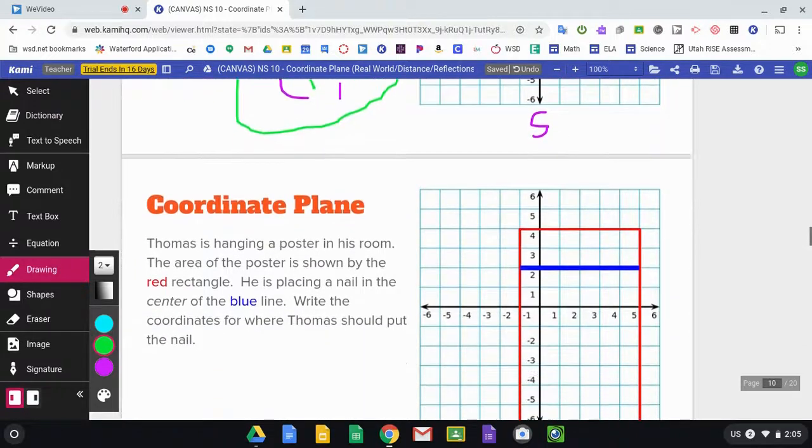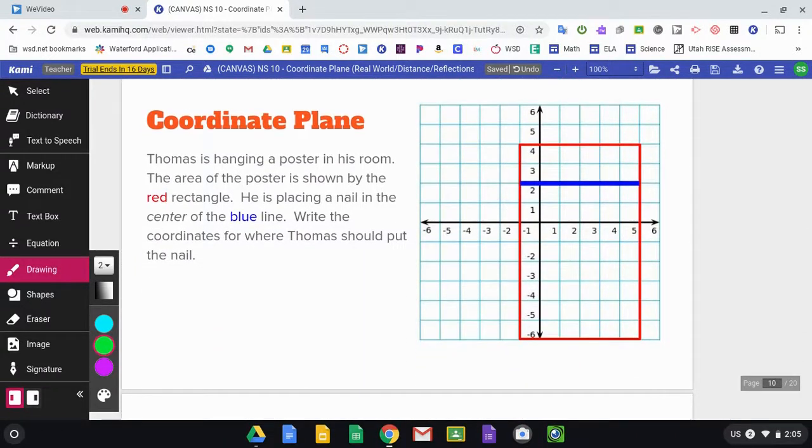Sweet. Now we have Thomas. This is a real situation for me. Thomas is hanging a poster in his room. The area of the poster is shown by the red rectangle. So the red rectangle shows how big the poster is. He's placing a nail in the center of the blue line. Write the coordinates of where Thomas should put the nail.